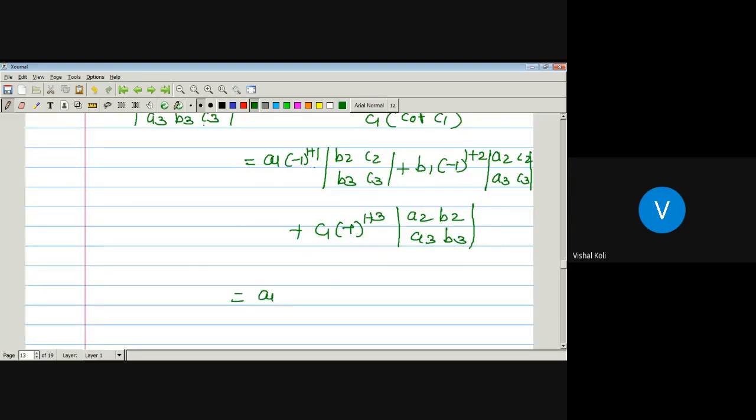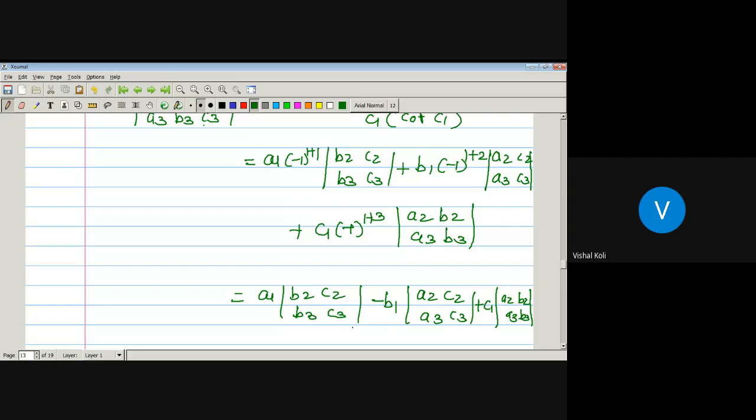Which is equal to A1 into minus 1 to the power 1 plus 1, that is 2, and minus 1 to the power even term is always plus, so plus 1 into its determinant B2 C2, B3 C3. Now minus 1 to the power 1 plus 2, that is minus 1 to the power 3, is minus 1, into B1 into A2 C2, A3 C3. Now minus 1 to the power 1 plus 3, that is 4, is plus 1. So C1 into A2 B2, A3 B3.